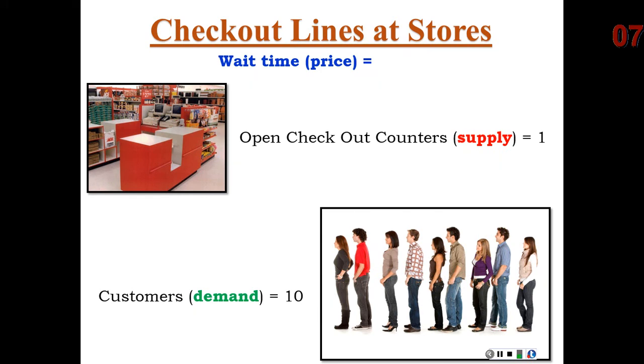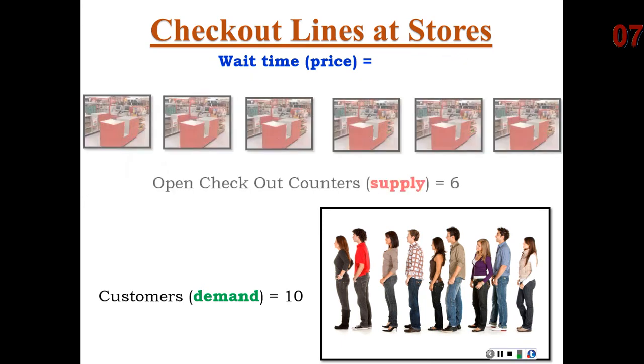And so let's think through this logically. Imagine we start out with one checkout counter open and 10 people standing in line, and they have a price of 20 minutes of waiting in line. This is our starting point, our starting equilibrium. Well, then what if I tell you that the store manager opens up 5 additional checkout counters? That would increase our supply. And just think about it logically. Don't think about supply and demand curves.